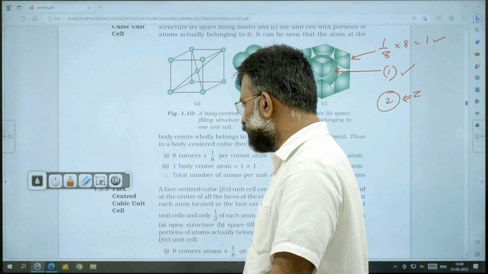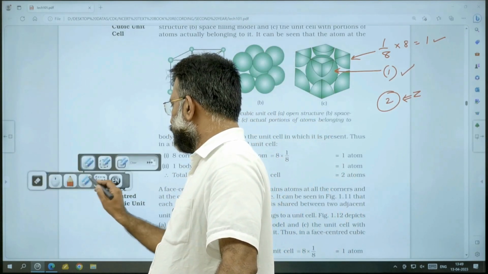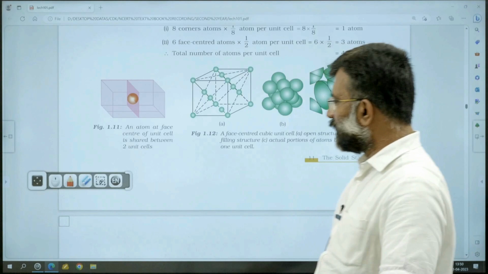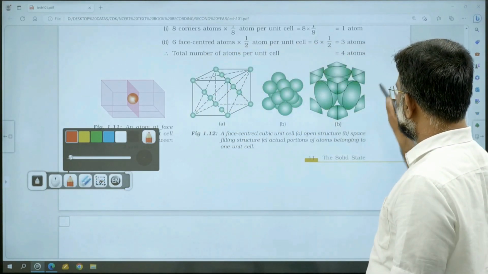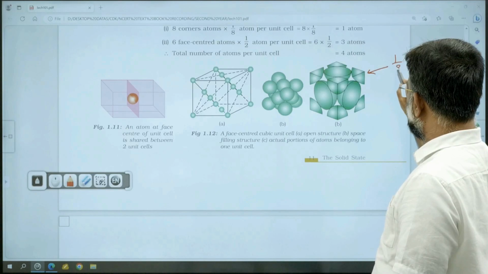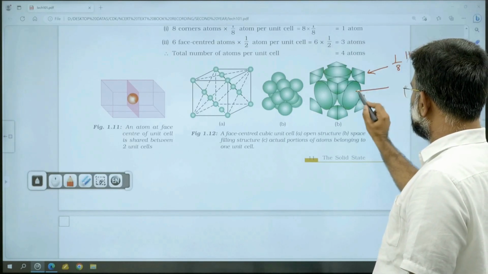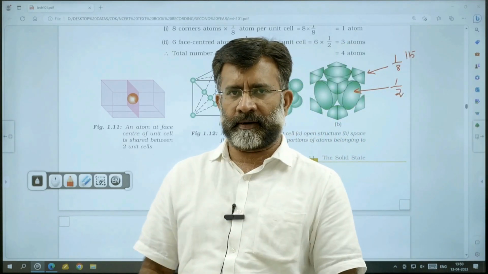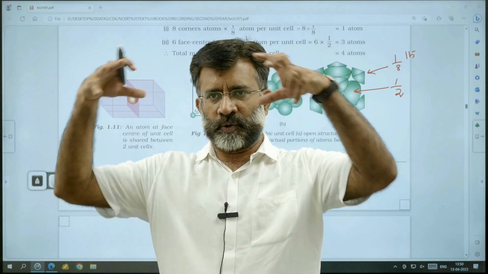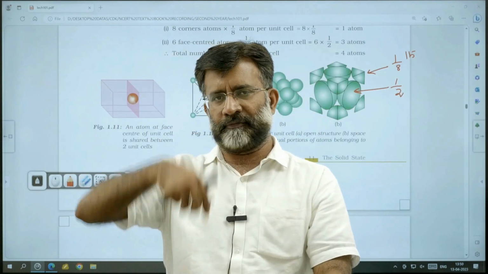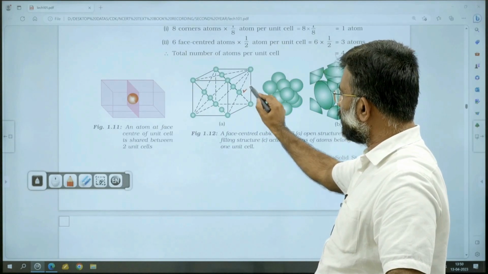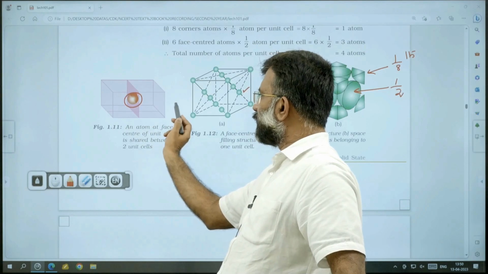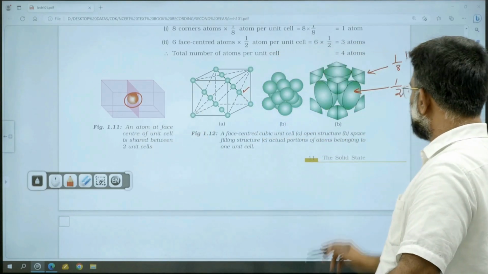What is the rank for FCC? This is the face-centered system. There are particles at corners, which is 1/8 contribution, and a particle in the face center is half contribution. A particle present in the face center belongs to 2 unit cells. You can see this is the face center position. Half the particle belongs to this unit cell and half belongs to the other unit cell. So it will be half contribution.